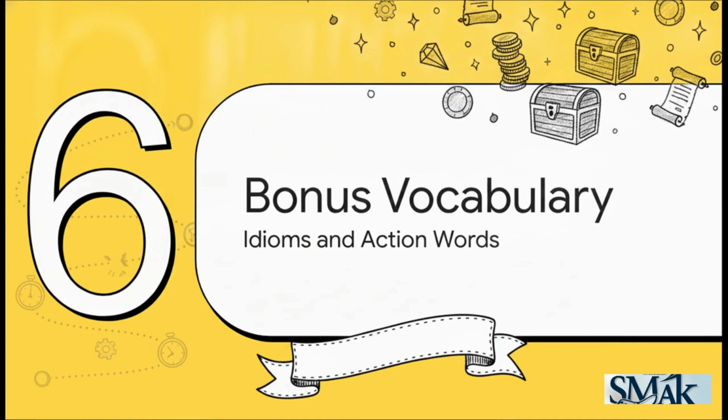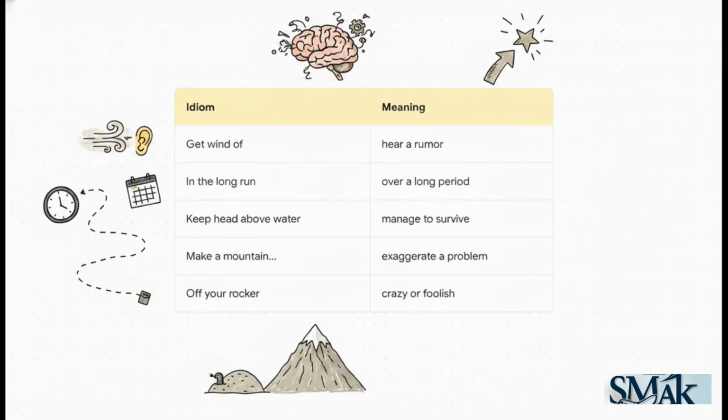You've successfully survived the grammar timelines, so let's head into Section 6, bonus idioms and vocabulary, and collect some well-earned loot. You know, you might think some English grammar rules are totally off their rocker, which, by the way, means crazy or foolish. But mastering these 5 idioms will definitely keep your head above water in native conversations.